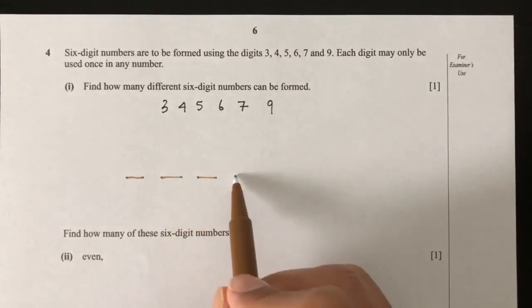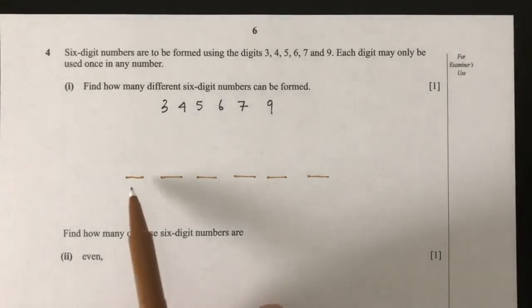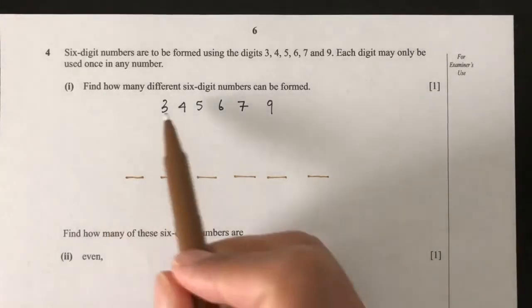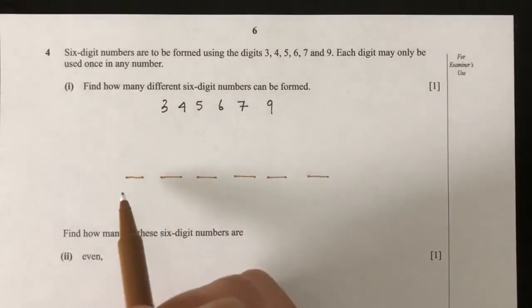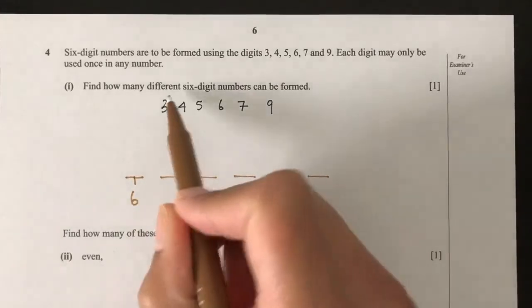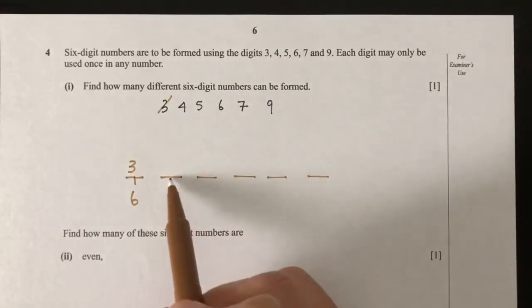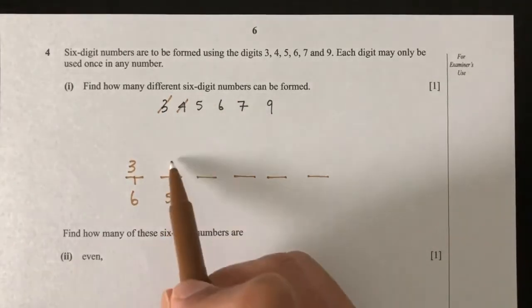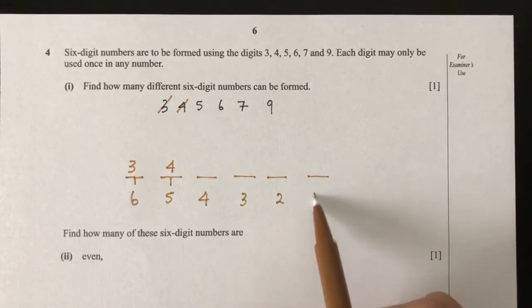So let's make 6 spaces for those 6-digit numbers. So first one, we don't have any restriction. So for this number here, we can choose any of them. So we have 1, 2, 3, 4, 5, 6. So we have 6 choices. Let's say I choose 3. We'll put 3 here. Then for this one, I can choose the rest. We have 5 choices. Let's say I choose 4. So same steps. We have 4, 3, 2, 1.